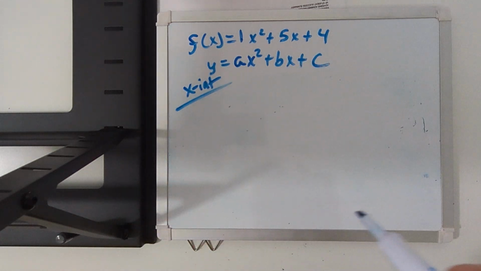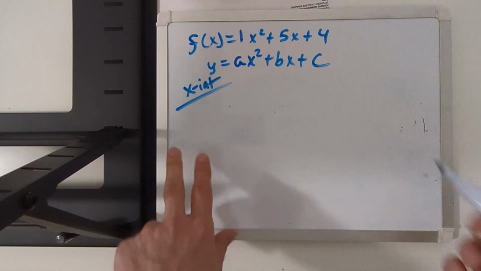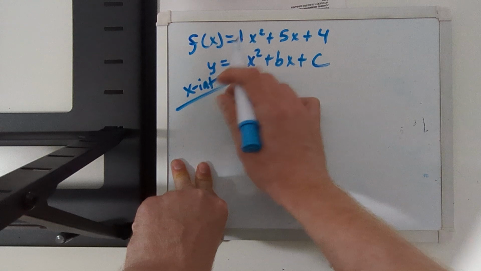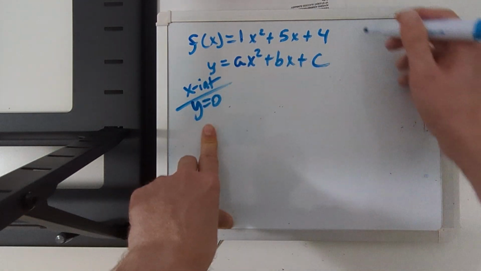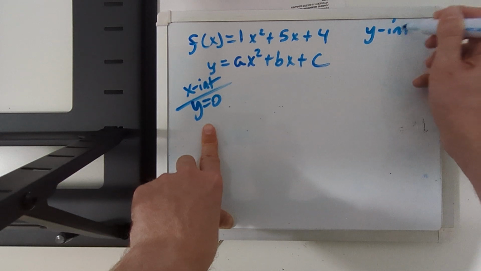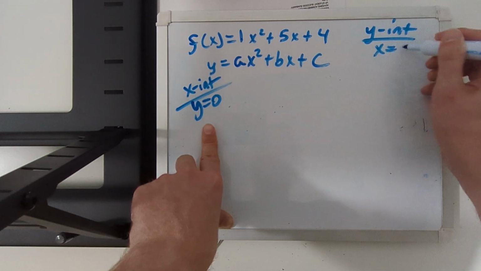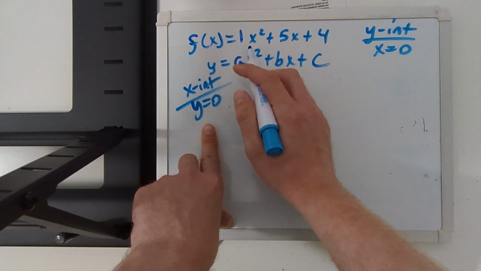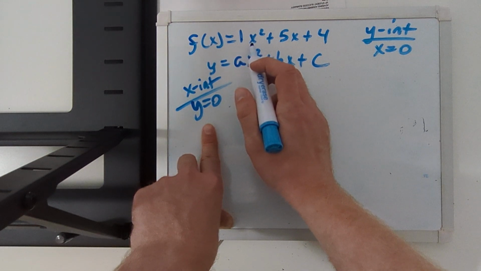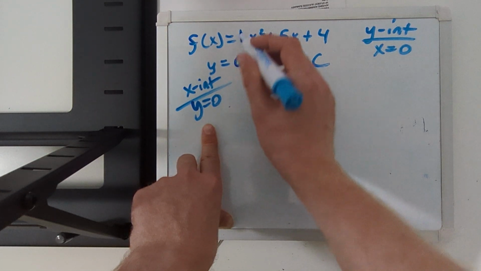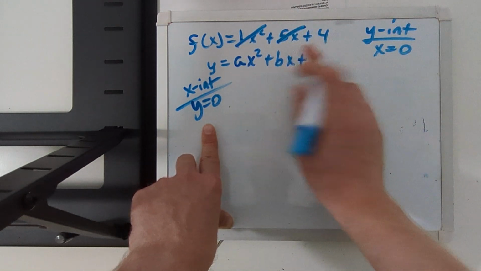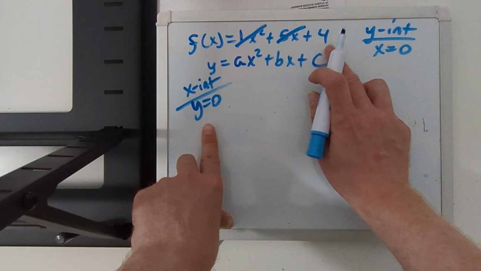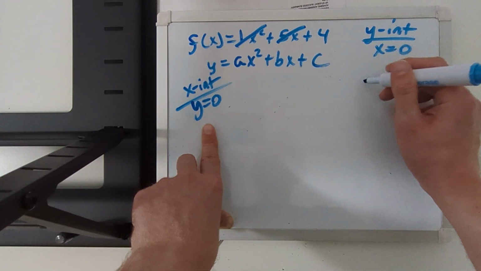And I'm also going to include the y-intercept. Now the y-intercept happens when x is 0, just like the x-intercept occurs when y is 0. So the y-intercept, this is easy, means x is 0. So all I do is I go to the original equation and I replace x with 0. So 1 times 0 squared is 0. 5 times 0 is 0. So the y-intercept is just the number that's left here at the end. The y-intercept here is 4.